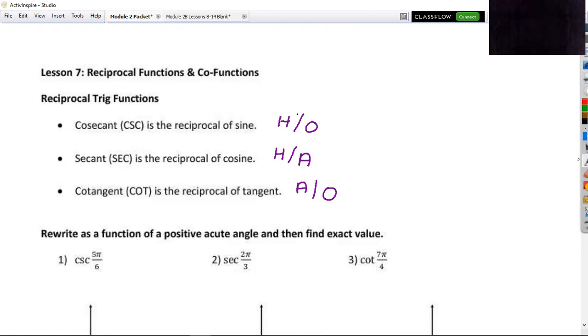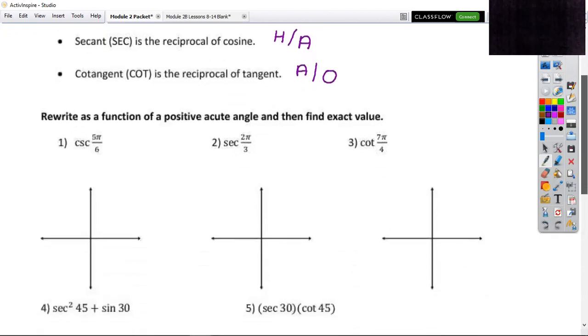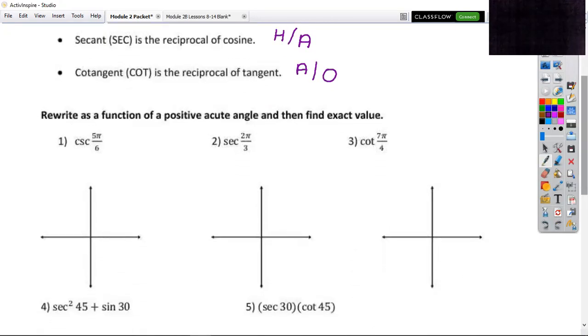So down below, these are going to be exact values. But the only difference from yesterday to today is now you're going to do a little bit with the reciprocals instead. So rewrite as a function of a positive acute angle, so that means a reference angle, and then find the exact value. Cosecant of 5 pi over 6. What do you think I should do with that angle measure? Put it in degrees. She is absolutely correct.